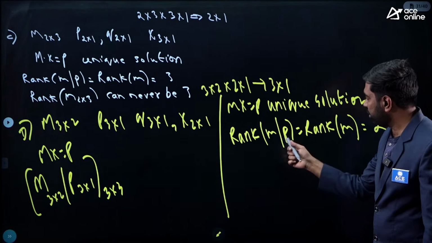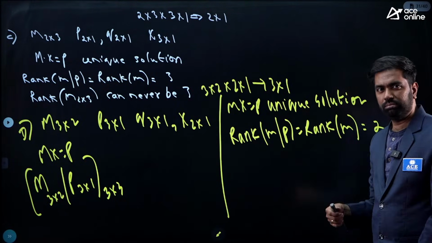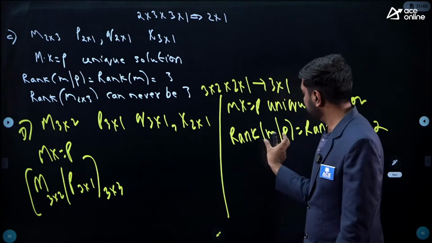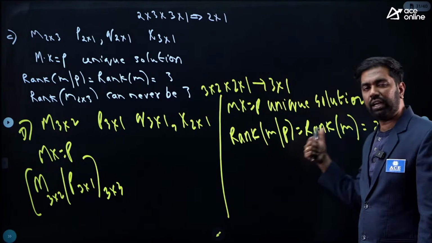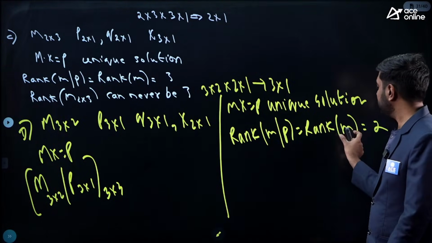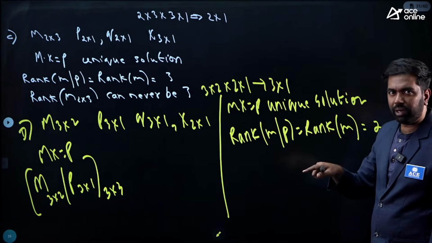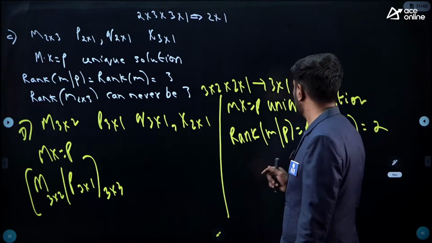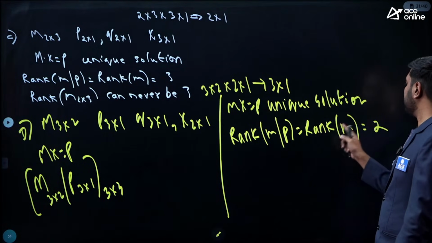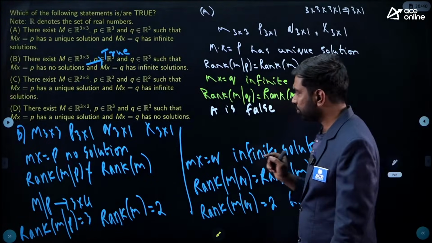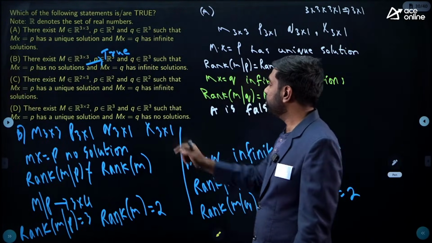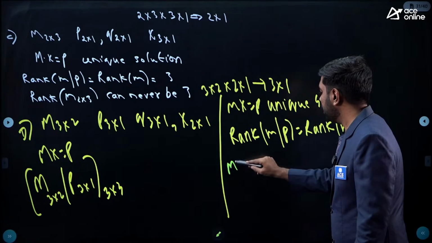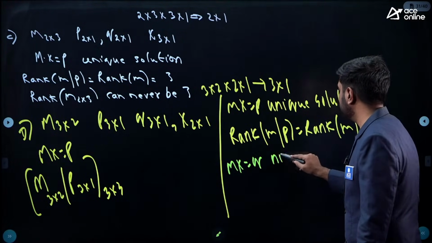Can a 3 cross 3 matrix have rank 2? Possible. What is M? 3 cross 2. See here, this is 3 cross 3. Can a 3 cross 3 matrix have rank 2? Yes, possible. What is M? It's a 3 cross 2. Can a 3 cross 2 matrix have rank 2? Yes, possible. So a unique solution is possible. So for that, rank of MP and rank of M has to be 2. At the same time, Mx equal to Q has no solution. So this is the final point. Mx equal to Q, no solution we want.